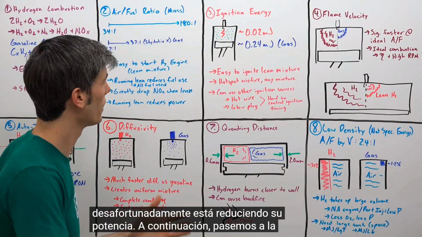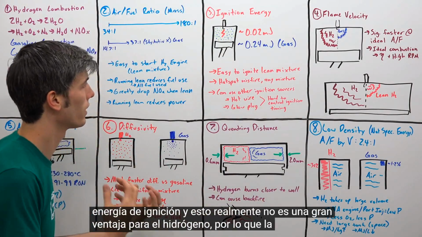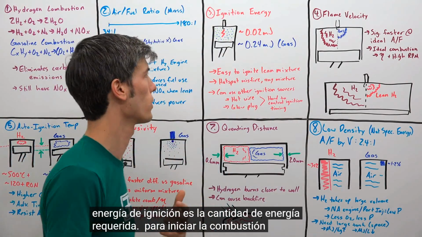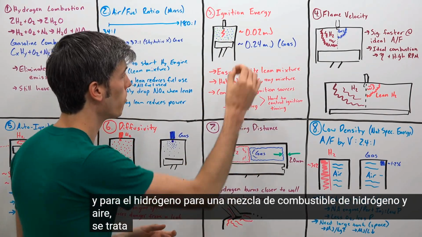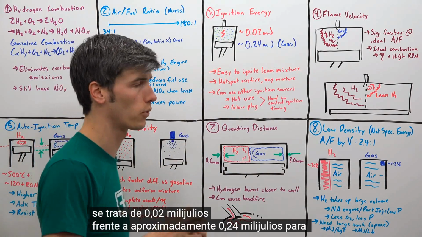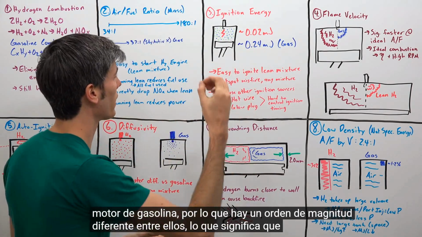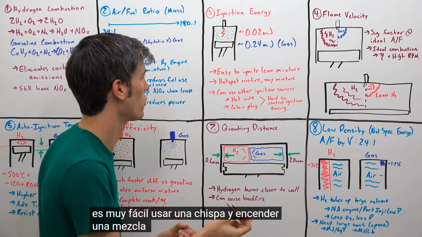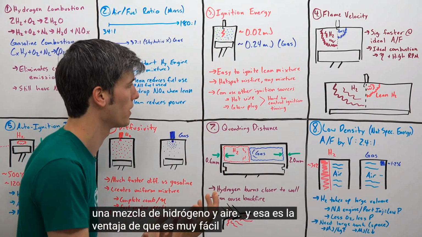Next, let's get into ignition energy, and this really isn't that big of an advantage for hydrogen. So the ignition energy is the amount of energy required in order to start combustion. And for a hydrogen air-fuel mixture, it's about 0.02 millijoules versus about 0.24 millijoules for a gasoline engine. So an order of magnitude different there between them, meaning it's very easy to use a spark and ignite a hydrogen-air mixture. And so that's the advantage to it, is that it's very easy to ignite.